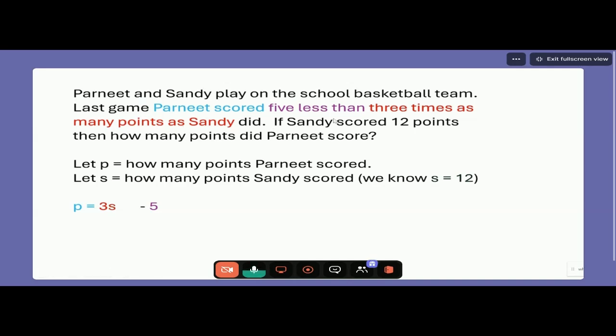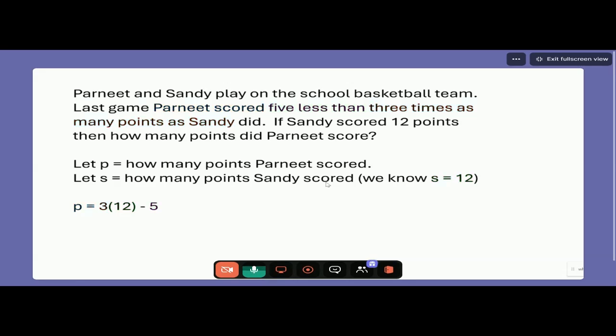But we do know, changing it to green there, we know that S, we don't need to leave that as a variable. We know that S is 12. Sandy scored 12 points. So we're going to replace that S with a 12 in a bracket. And there we go. We are now set to go. Let's get rid of all the color coding.